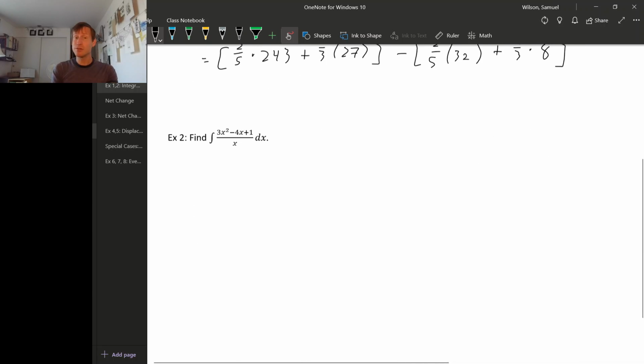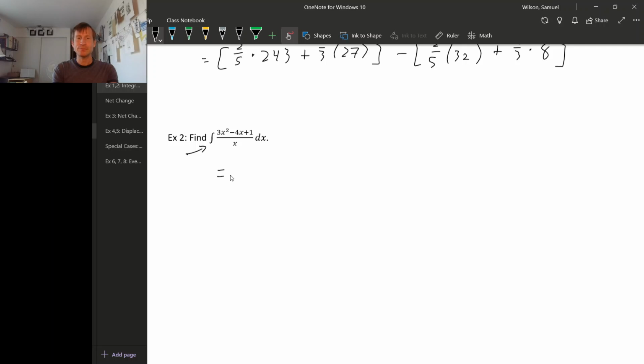Okay, so let's look at another example. How about this indefinite integral? Notice this is an indefinite integral. There aren't any bounds here. So what we're expecting as a final result is a family of functions of x, not a number.